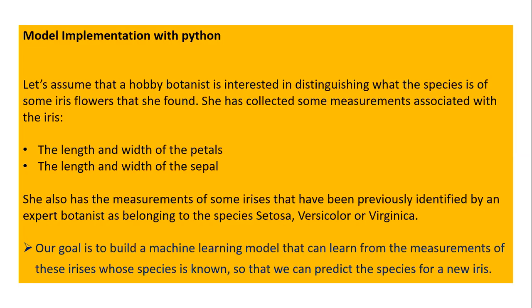So did you get it? What are we doing? We have some unknown iris flowers, and we have some known measurements of irises. We will train our model on the known data, and then we will give the new input, and the model will classify which class it belongs to.